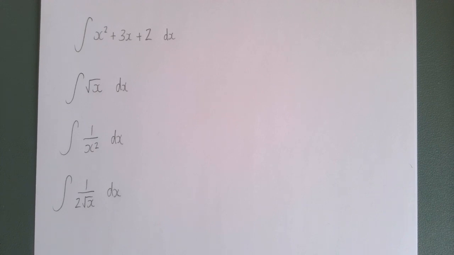Remember, when we integrate, we're doing the opposite of differentiation, so we are increasing the power, dividing by the new power, and then we also need that plus c, just because we don't know if there was a constant which disappeared when we differentiated. So pause the video at this point and have a go. I'll come back and go through them in just a second.